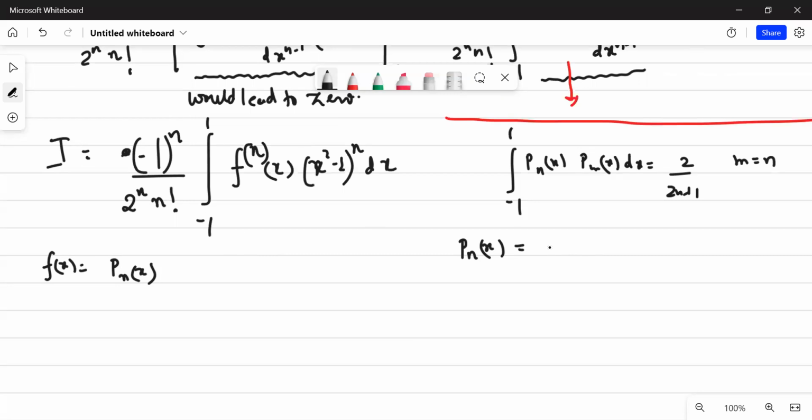Okay, where is our Legendre's polynomial? Legendre's polynomial is given by, if we use it, what is it called, the Rodrigues formula. This is 1 upon 2^n n factorial, and then I have d^n, and then I can write (x square minus 1) raised to power n, right? Something like that.